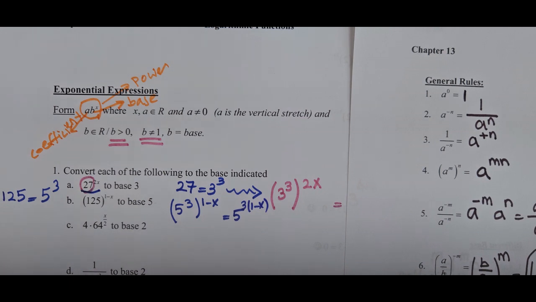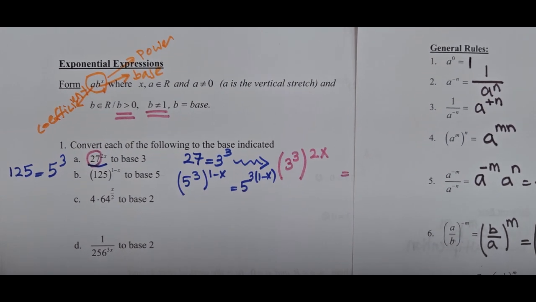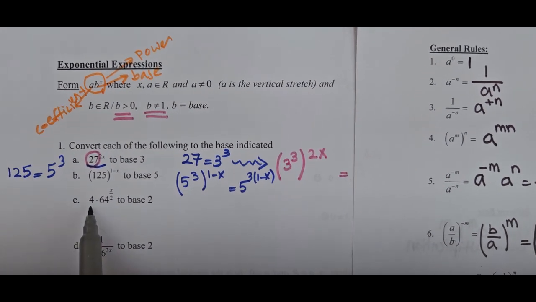Now let's move on to part C. Here you have 4 multiplied by 64 as the base, and the exponent is x over 2. So the 4 is the coefficient, 64 is the base, and the question is asking you to change it to base 2. So what is the base here? 64. I just write it down here. 64 is actually 2 to the power 6. How do I know? It comes with practice.